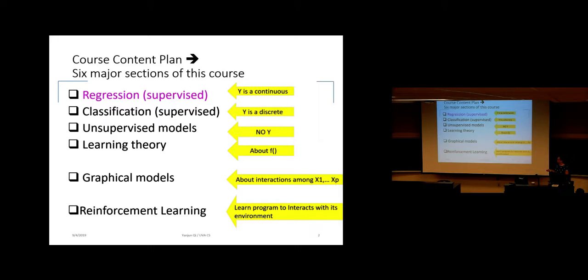Reinforcement learning models a trajectory. It's really trying to model how your learned program interacts with the environment. So in reinforcement learning, you can use supervised learning, unsupervised learning, or semi-supervised learning. It's not a direct counterpart to supervised or unsupervised learning. It's more like a wrapper setting.